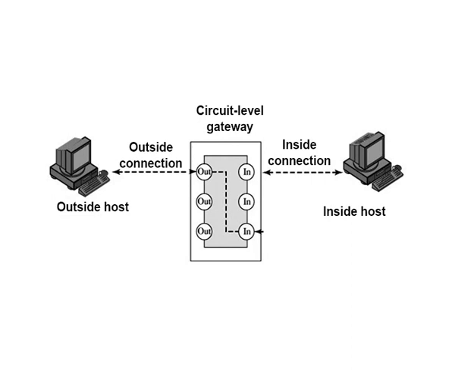Rather, the gateway sets up two TCP connections, one between itself and a TCP user on an inner host and one between itself and a TCP user on an outside host. Once the two connections are established, the gateway typically relays TCP segments from one connection to the other without examining the contents. The security function consists of determining which connections will be allowed. The figure on the screen represents the concept of the circuit level gateway. In this figure, it can be seen that there are multiple incoming lines and multiple outgoing lines available in the circuit level gateway. Allowed combinations of input to output lines are programmed into the circuit level gateway.